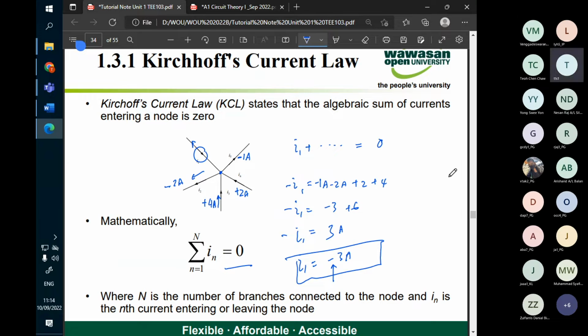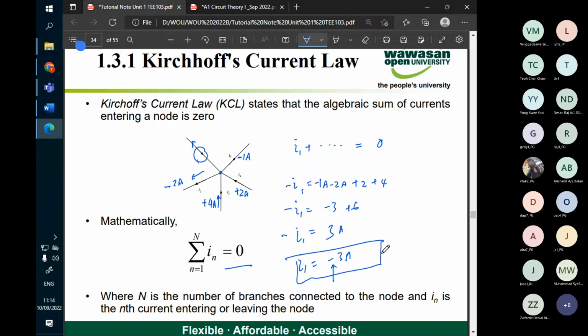Sometimes the direction of current you assume doesn't always match your assumption. Sometimes the current may go the other direction. After you take into account all the currents going to the same node, eventually you'll find whether your assumption is correct or not, whether the current is going in or going out. But here is just a simple figure to explain this law.